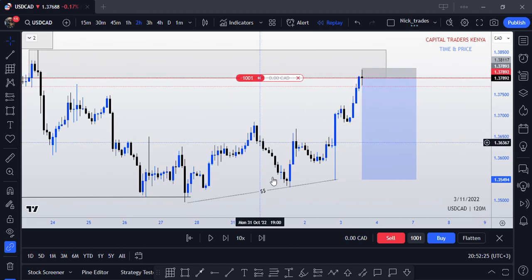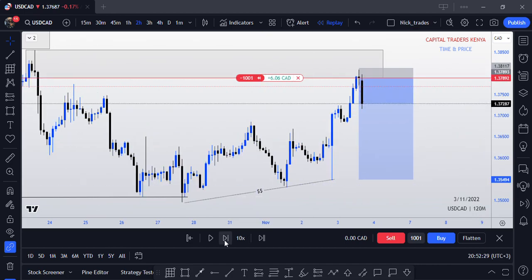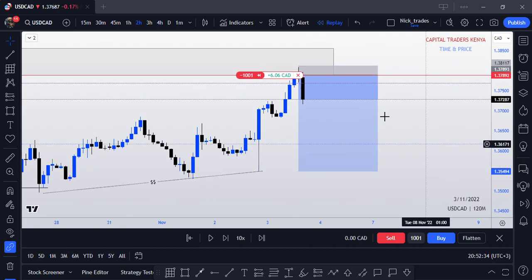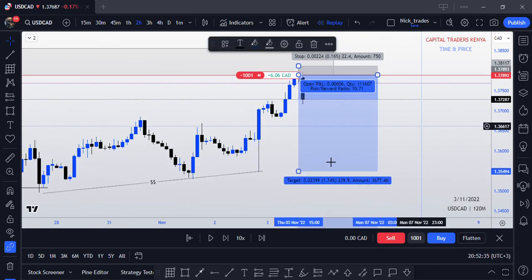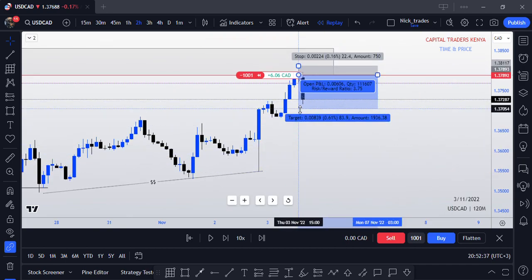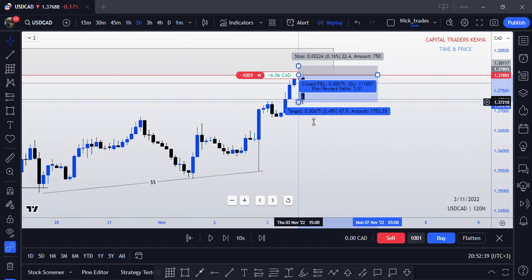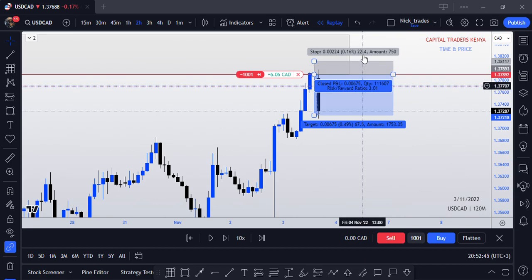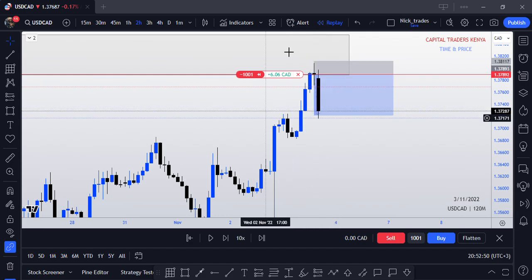So now that New York session has opened, the next thing is a big sell to the downside, right? Some good momentum. Now let's look at our risk. Our risk here was 22 pips. Already this first candle has given us about 3% returns. Look at that. We risked 22 and price has already given 67, right?